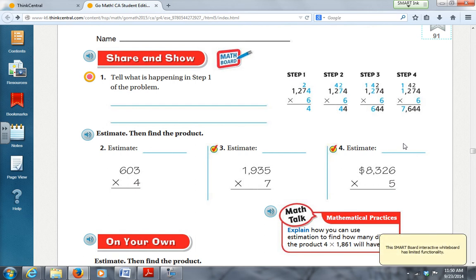Gianluca, what's happening there in step 1? 1,274 times 6. Yeah, that's the problem. But what is happening there? What is step 1? They're trying to add it. Multiply. Okay, what place are they multiplying? The 4 and the 6 is not a place value. Okay, the 2 and the 6 is still not a place value.